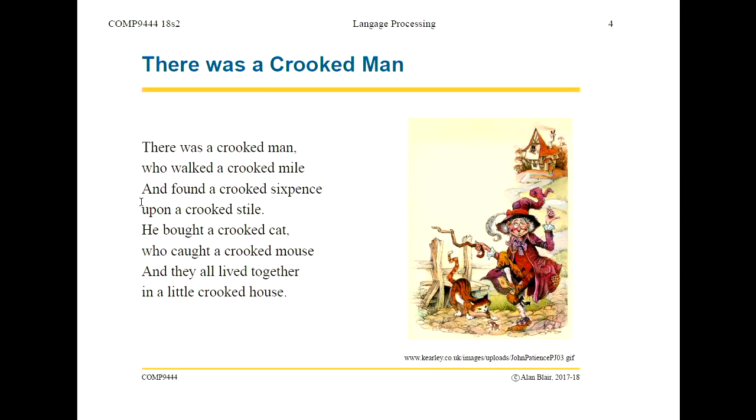There was a crooked man who walked a crooked mile and found a crooked sixpence upon a crooked stile. He bought a crooked cat who caught a crooked mouse, and they all lived together in a little crooked house.